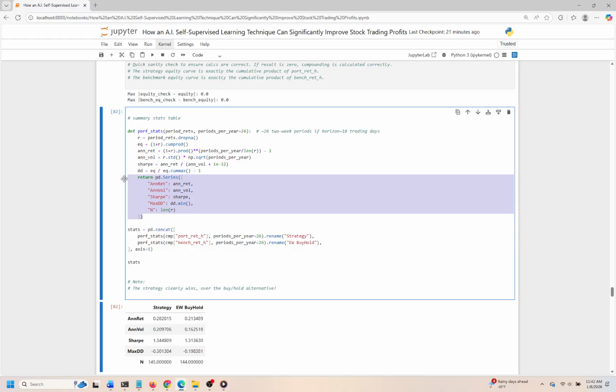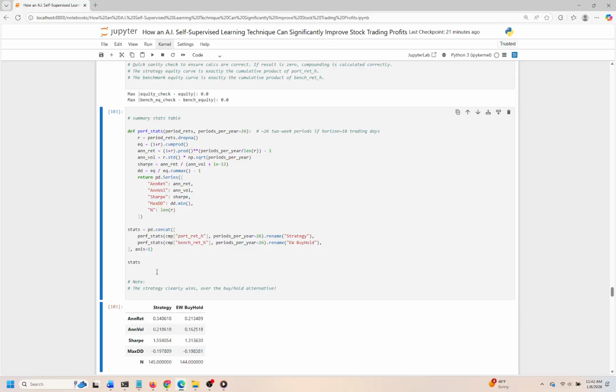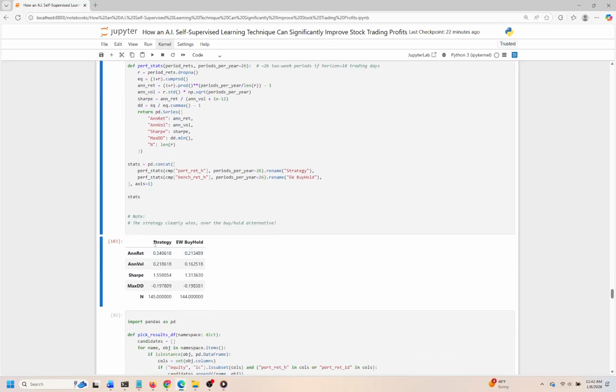After defining this function, the next step aggregates the performance statistics for both the strategy-labeled strategy and a simple equal-weighted buy and hold benchmark, referred to as EW buy-hold. By concatenating these results into a single data frame, we can quickly visualize how each approach stacks up against one another. The code hints at a significant finding.